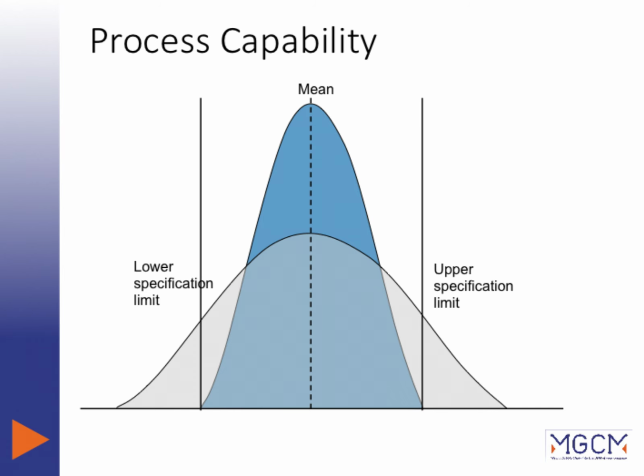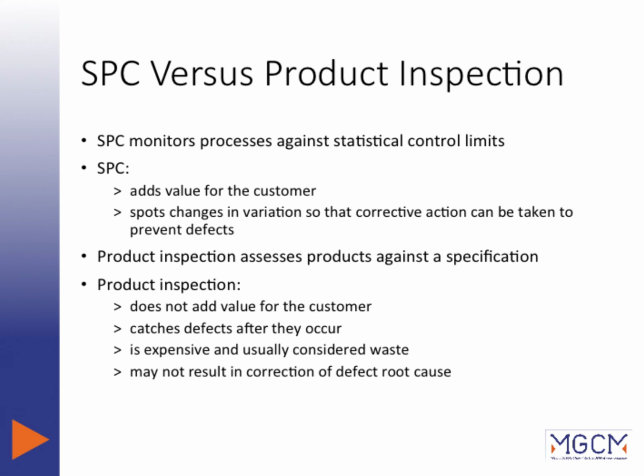So what is the difference between statistical process control and product inspection? SPC monitors processes against statistical control limits. SPC adds value to the customer. It spots changes in variation so that corrective action can be taken to prevent defects. Product inspection, on the other hand, assesses products against a specification. Product inspection does not add value to the customer. It catches defects after they occur, more like a post-mortem. It is too expensive and usually considered waste, and it may not result in correction of the defect's root cause.